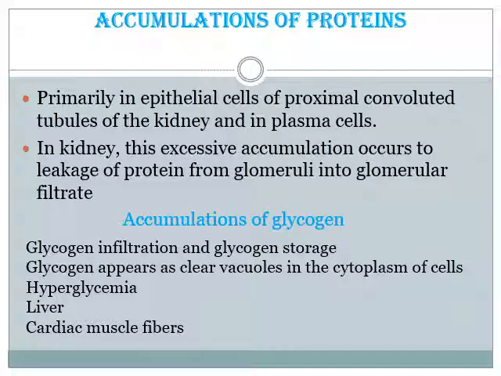Glycogen accumulation includes glycogen infiltration and glycogen storage. Glycogen appears as a clear vacuole in the cytoplasm of cells. Hyperglycemia also causes the accumulation of glycogen. Accumulation of glycogen is seen in liver and cardiac muscle fibers.